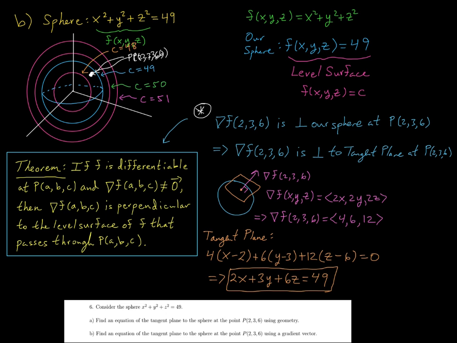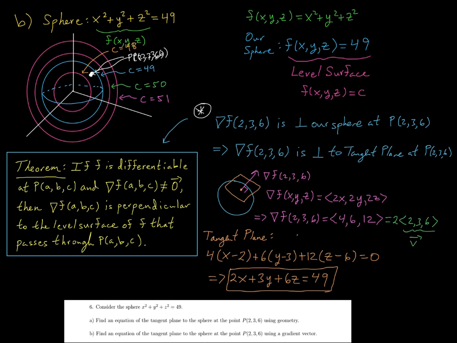But the other thing I want to point out here before we wrap this up is that notice the gradient, if I factor out this 2, I get 2 times the vector 2, 3, 6. And what is this vector right here? This is that position vector we used in our solution using geometry. So if V was perpendicular to our tangent plane, then certainly 2 times it will still be perpendicular. And there you go.